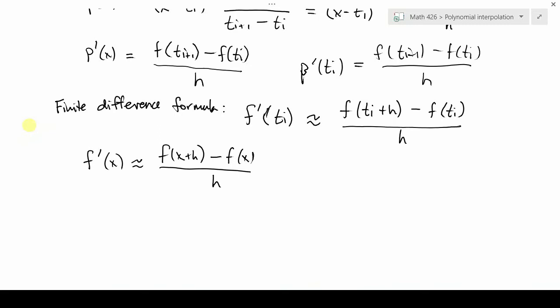In particular, this is called a forward difference, because to find the derivative at x, you look forward, you look to your right. If we go back to our stencil, we can fill in a little bit more information.